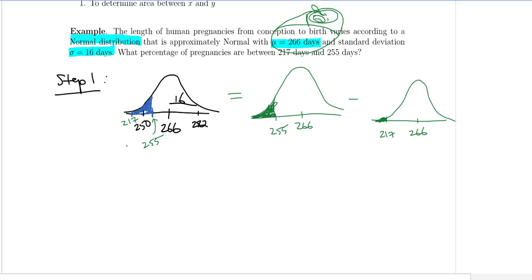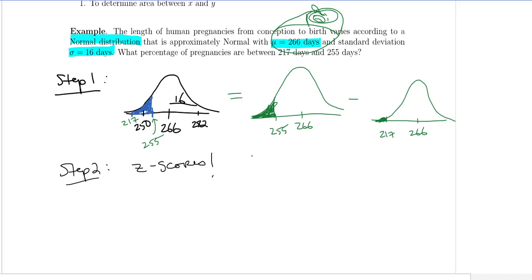Alright, so what is our next step? Well, our next step is then to find our z-score. Okay, so step 2, z-scores. Alright, so in this particular example we do need two z-scores. Okay, we need a z-score for 255 and a z-score for 217. It's the only way we could find these cumulative proportions.